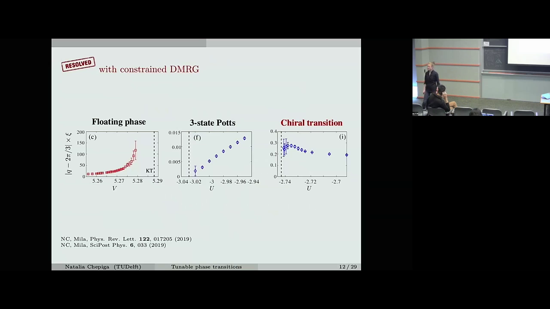Are you tuning delta Q when you go between these different lines? How do you go between these? We are tuning the chemical potential or interaction, and this affects delta Q. Okay. Yeah. More questions? So we could finally resolve it.